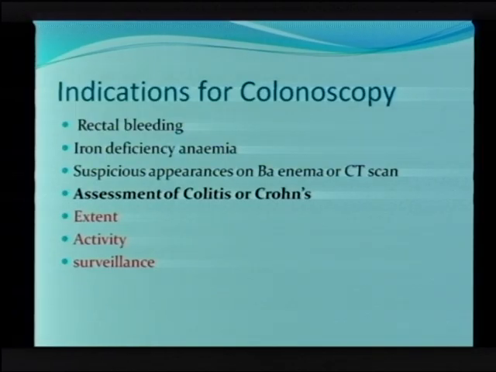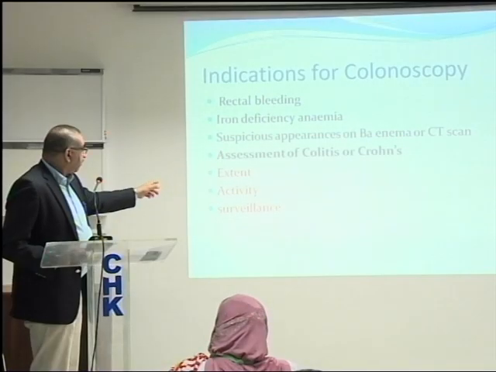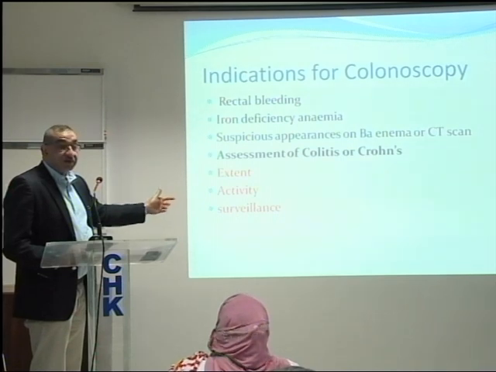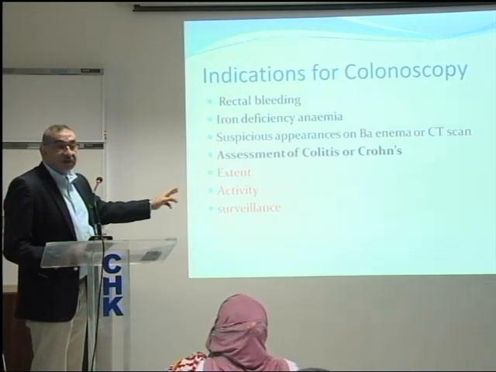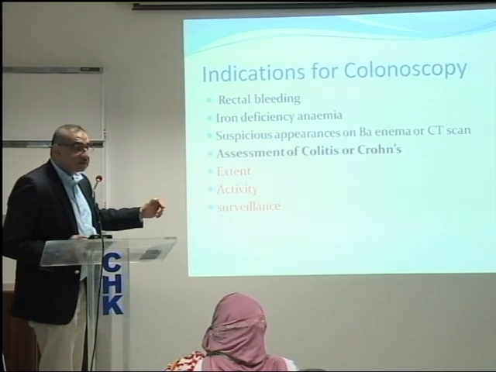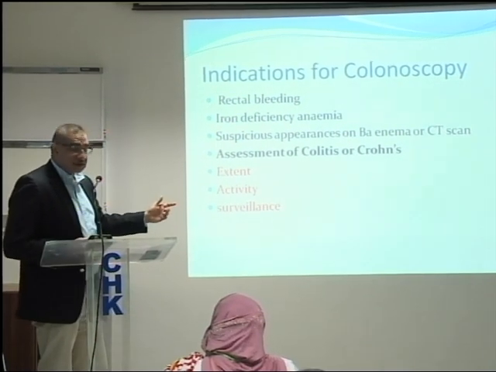In fact, in discussion, all those indications are there. In assessment of colitis or Crohn's disease, we do it for 3 reasons: to determine the extent of the colitis, activity, and surveillance. To diagnose ulcerative colitis, all you need is a rigid sigmoidoscopy. But to determine the extent of the disease, you need colonoscopy. To determine activity, you might need a colonoscopy. Or if it's a fulminant colitis, then you need a flexible sigmoidoscopy, because in acute fulminant colitis, colonoscopy is hazardous.